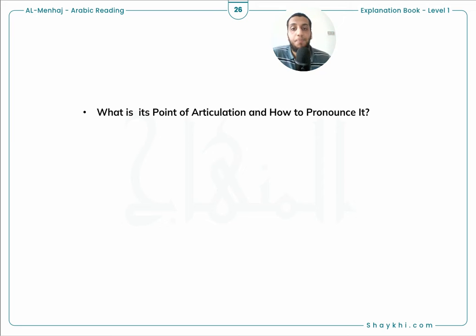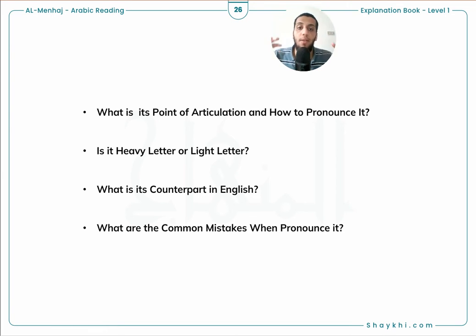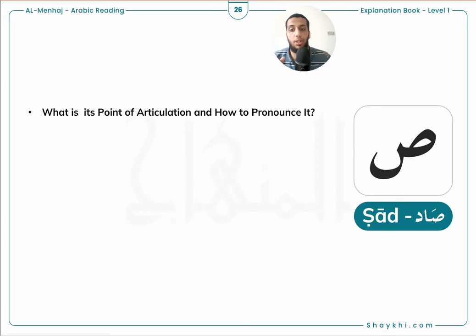The second point is whether this letter is a heavy or a light letter. The third point, what is the counterpart of this letter in English? And the fourth point is, what are the common mistakes when pronouncing this letter, especially among non-native Arabic speakers? So these are the 4 main points of our discussion. Let's now move to the first point.